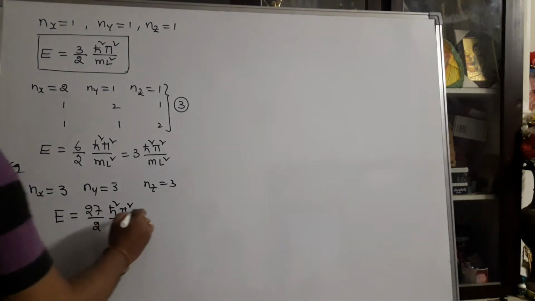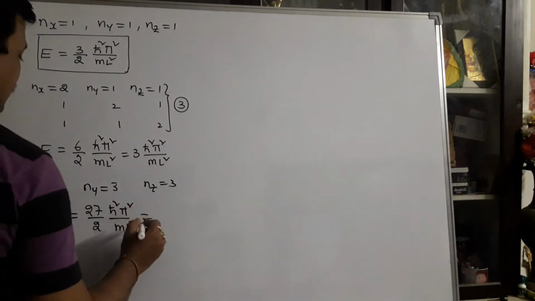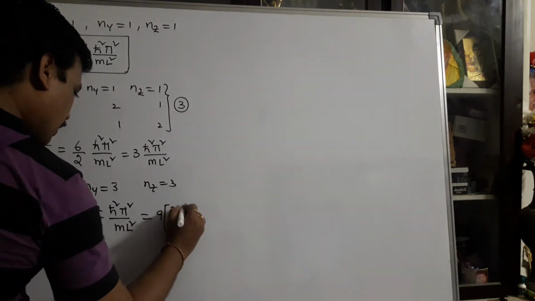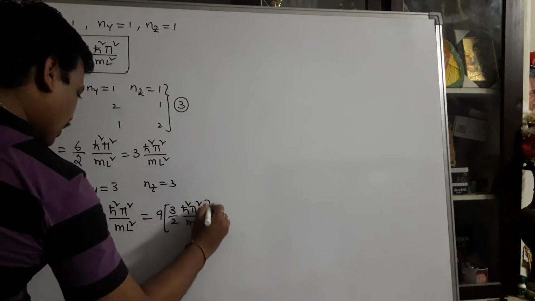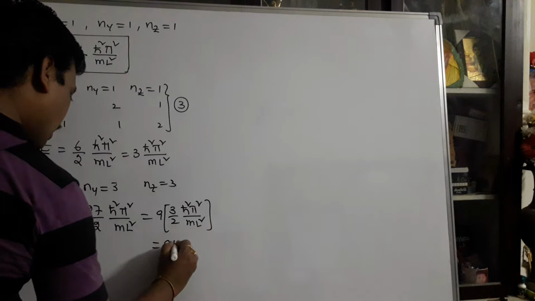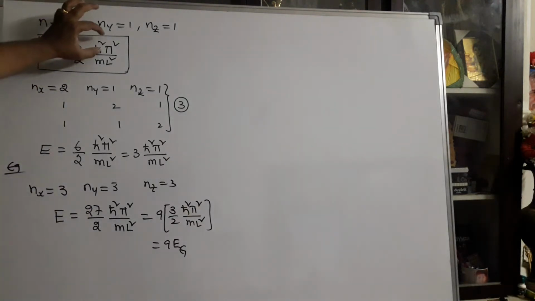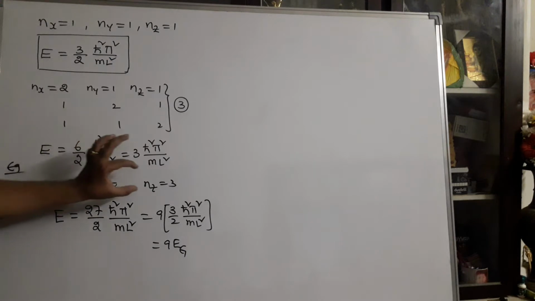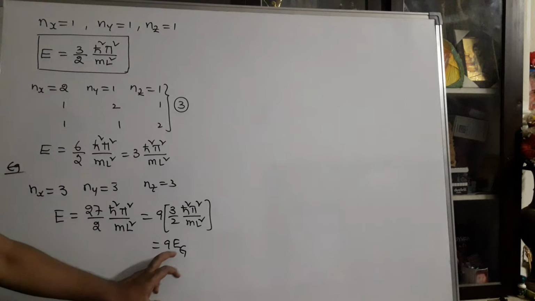This can be written in terms of the ground state. 27 is 9 times 3, so 9 into 3/2 ħ²π²/mL². So it is 9 times the ground state energy. Here the ground state energy equals 3/2 ħ²π²/mL². So with nx equal to 3, ny equal to 3, nz equal to 3, the energy of that state is 9 times the ground state.